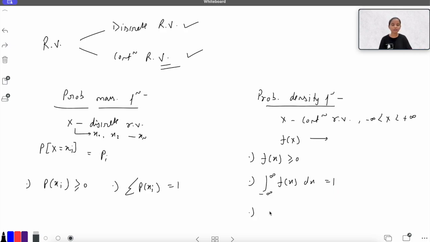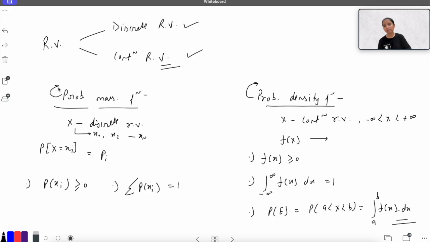Okay. Next thing, when you are calculating the probability of a certain event E, where the event E is between a and b, then you can calculate the probability from a to b by using the integral from a to b of f of x dx. Okay, so this is the probability density function for a continuous random variable, and this is the probability mass function for a discrete random variable.